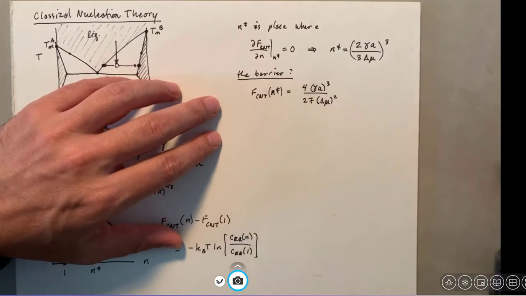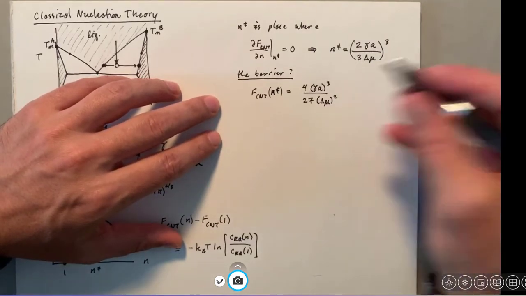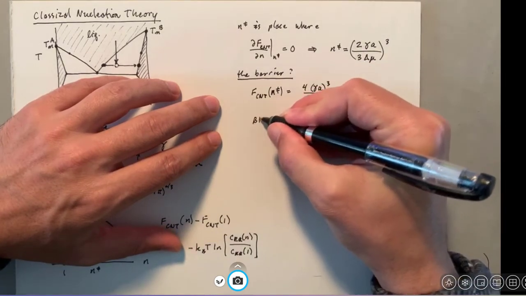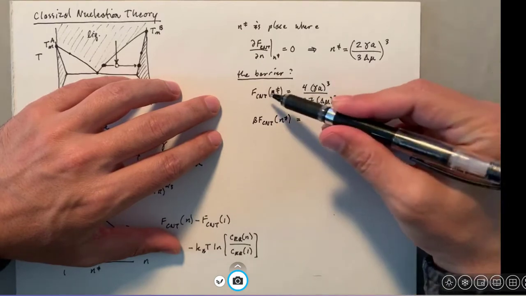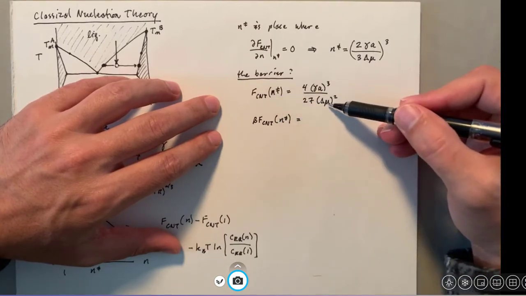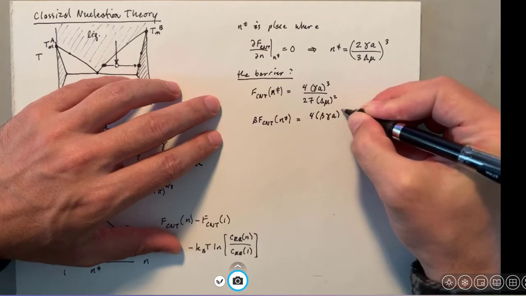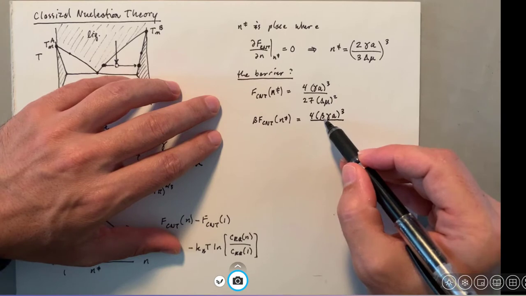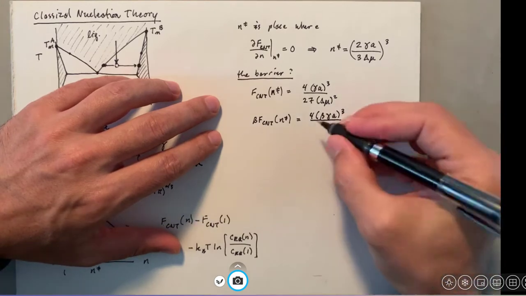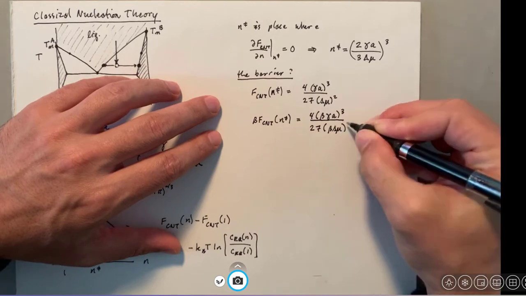And it's convenient in many cases to go ahead and normalize this by kBT. Okay, so we can write beta F at the critical size. I have one extra factor of beta. I can use two of them here, but this gives me beta gamma A cubed, which is like a little surface energy normalized by kBT raised to the third power, divided by 27 times beta delta mu squared.